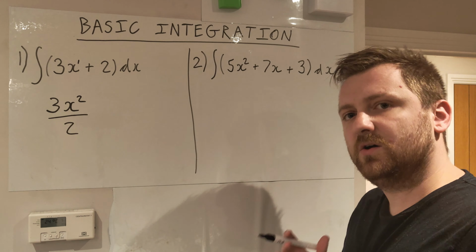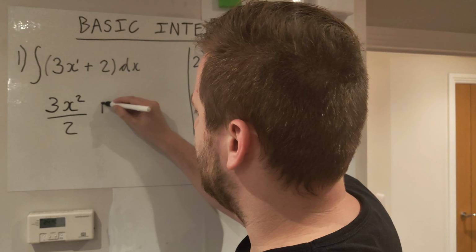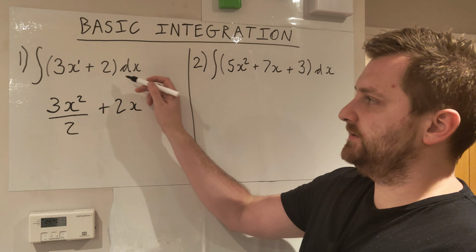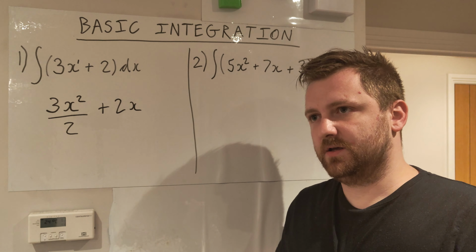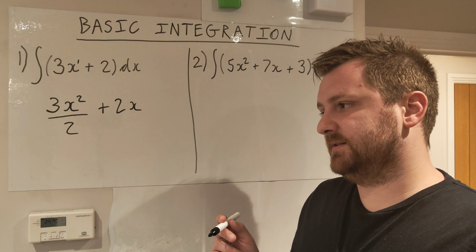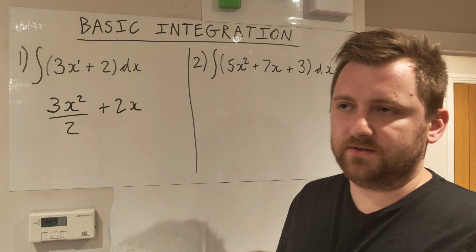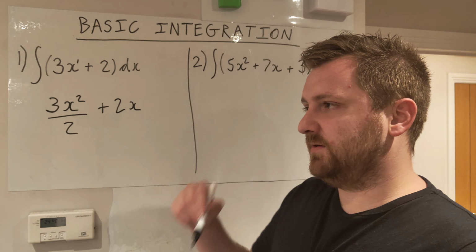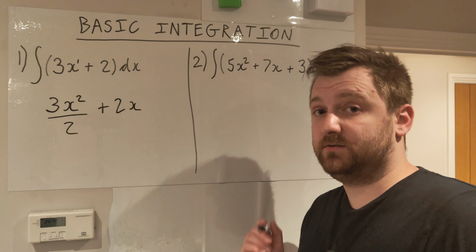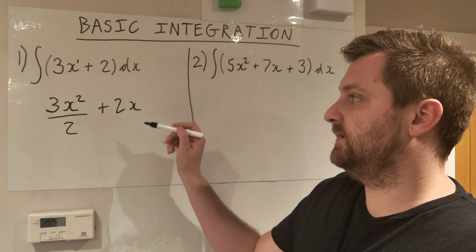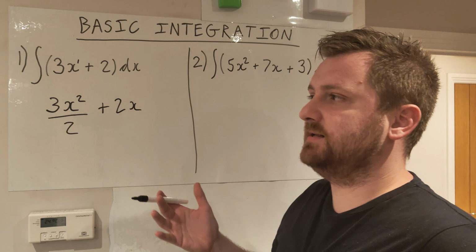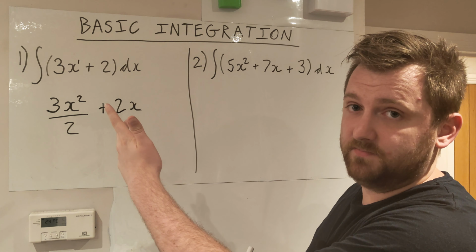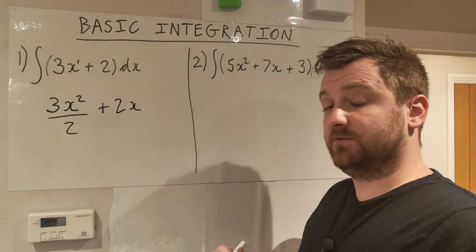Now, when you have a constant when you integrate, you just times it by x, and I'll explain why. 2 is effectively the same as 2 times 1, which is the same as 2 times x to the power of 0, because anything to the power of 0 is 1. So it's effectively 2x to the power of 0. If you added 1 to that power, it'd be 2x, divided by the new power, 1, which is 2x. So anything divided by 1 is itself still.